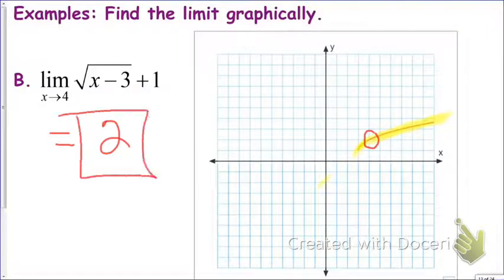Now you're probably thinking by now that all we have to do is plug in the x value that we're approaching into our function in order to find what the limit is. Unfortunately, that's not always the case. Let's see why.